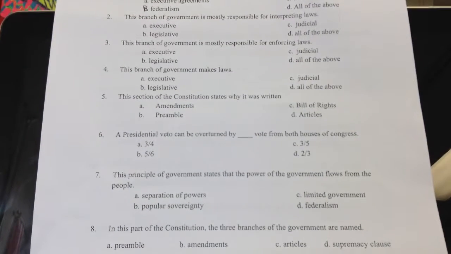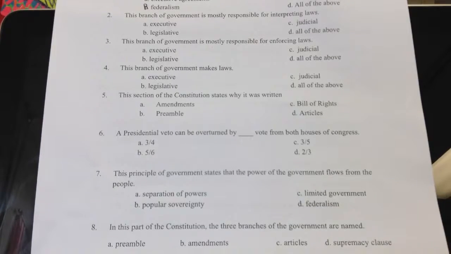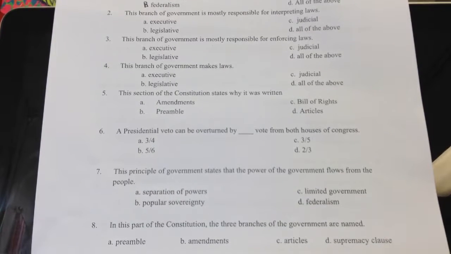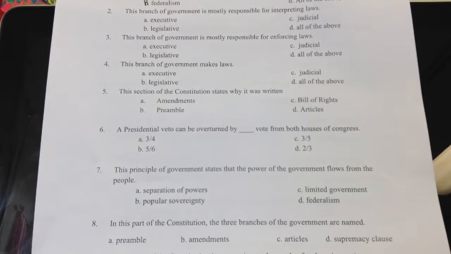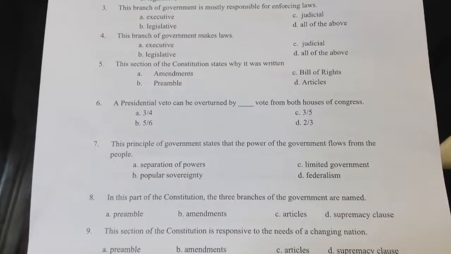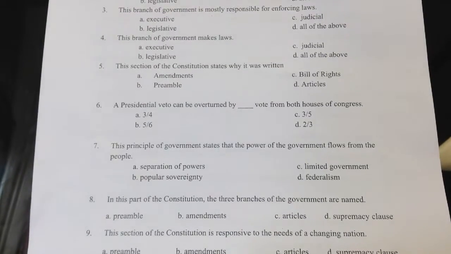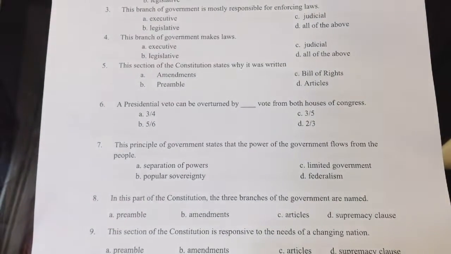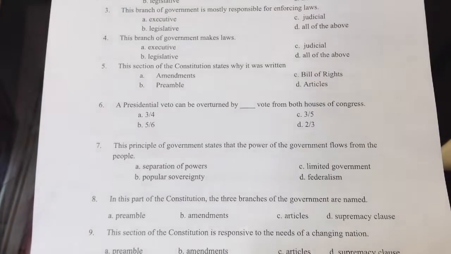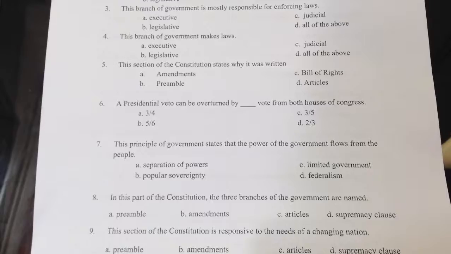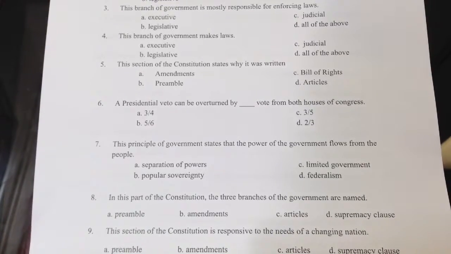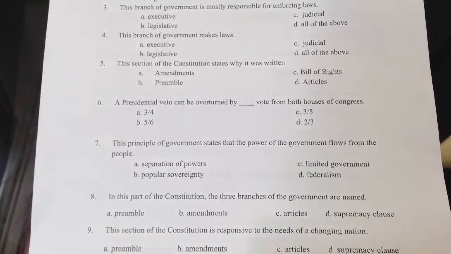Number 5. This section of the Constitution states why it was written. A. Amendments. B. Preamble. C. Bill of Rights. D. Articles. Number 6. A presidential veto can be overturned by blank vote from both houses of Congress. A. 3/4, B. 5/6, C. 3/5, D. 2/3.